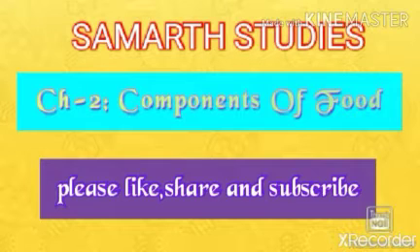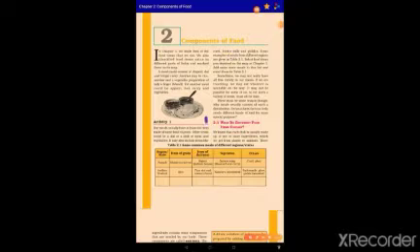Hi friends, today we will learn about chapter 2, components of food. 2.1 What do different food items contain? We know that each dish is usually made up of one or more ingredients.